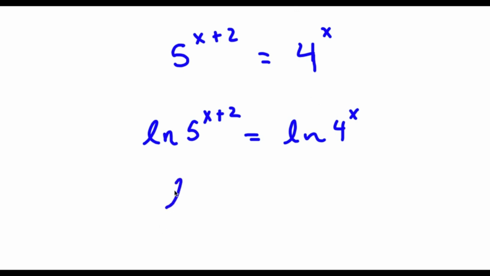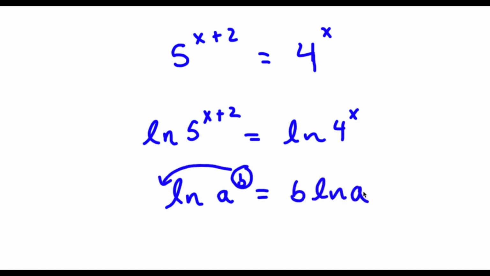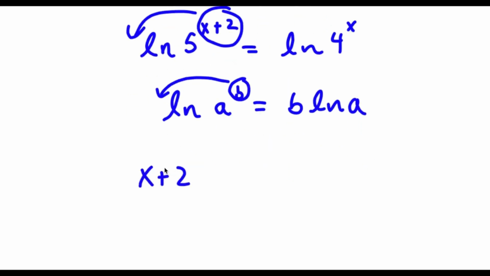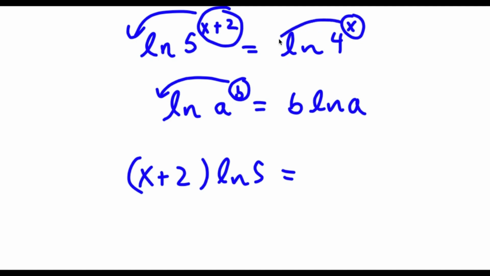Now, if I have something in the form ln a to the power of b, I can actually move this exponent b to the front. So this is going to equal b times ln a. So for ln 5 to the power of x plus 2, I can move x plus 2 to the front. So that's going to equal x plus 2 times ln 5, which is equal to, for ln 4 to the power of x, I can move x to the front. So it's going to be x times ln 4.